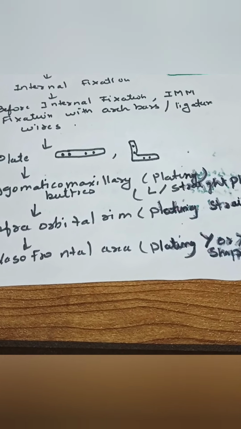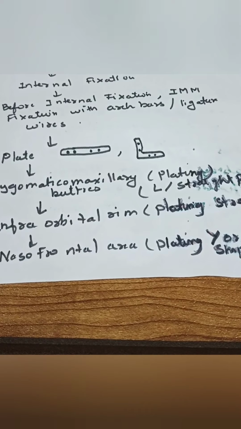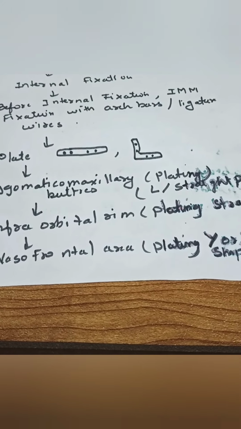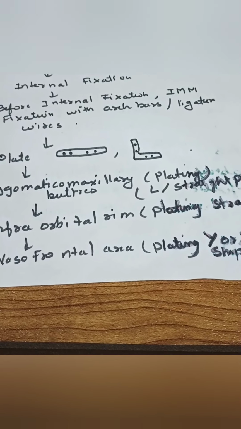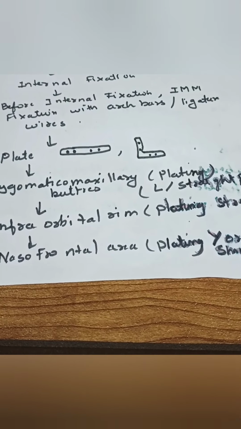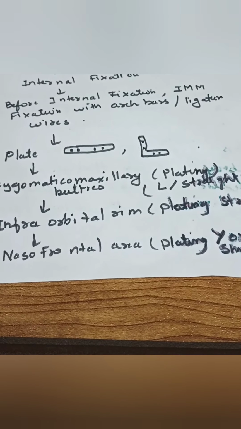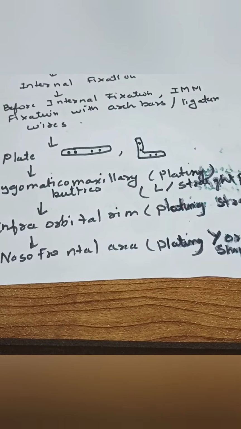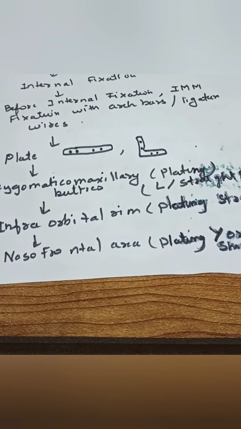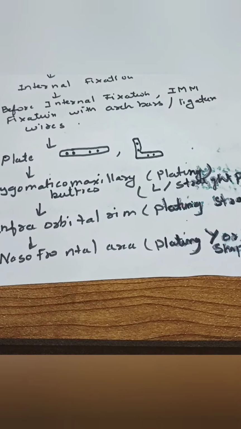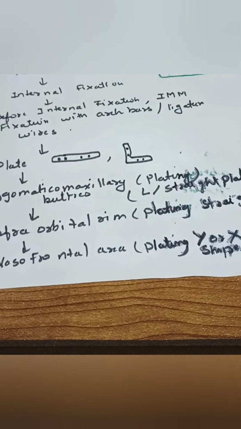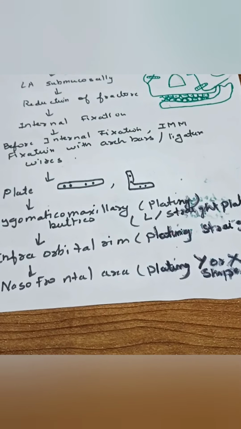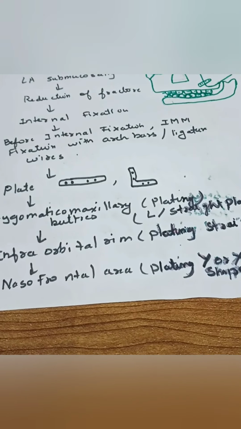So once you see the fractured site, how do you place a plate? The plate should be a 4-hole plate. So the 2 holes are on the upper side of the fracture and the 2 holes below the fracture site. First you drill on the bone, and then with the help of the plate, you try the screws on the drilled parts, and you fix the plate with the help of the screws.